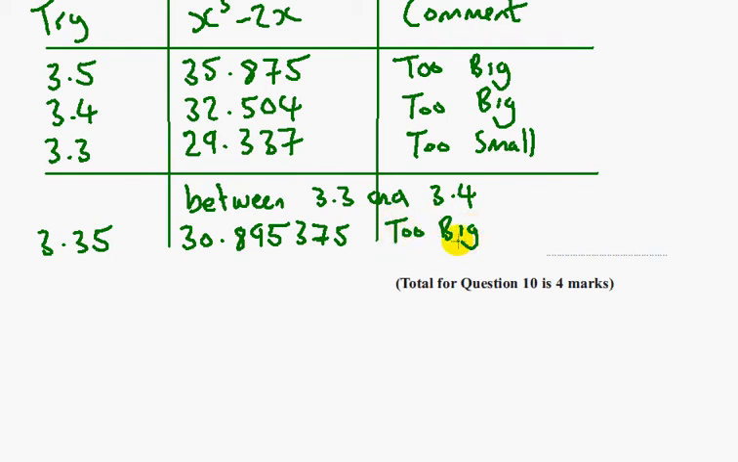Therefore, at the midpoint, that's too big. That means it's closer to 3.3. So that is your final answer.